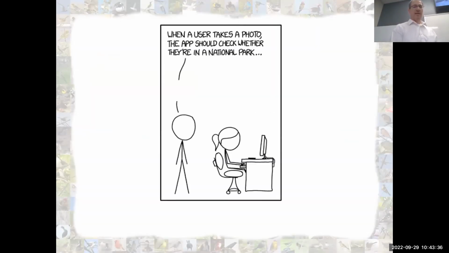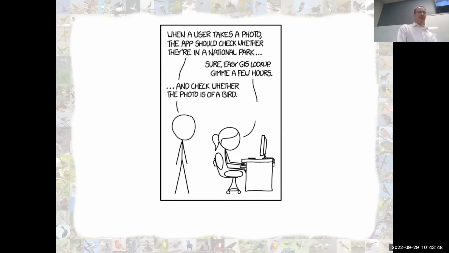So computer vision, this is a fun XKCD if you haven't seen this before. When a user takes a photo, the app should check whether they're in a national park. Sure, easy GIS lookup, give me a few hours. And check whether it's a photo of a bird. Okay, I'll need a research team in 5 years.